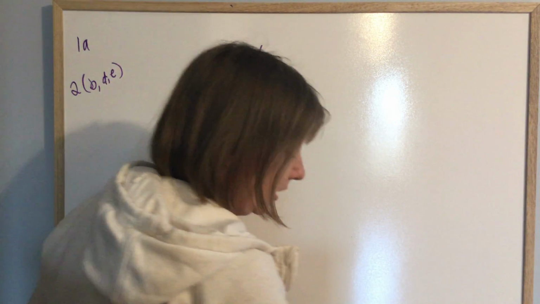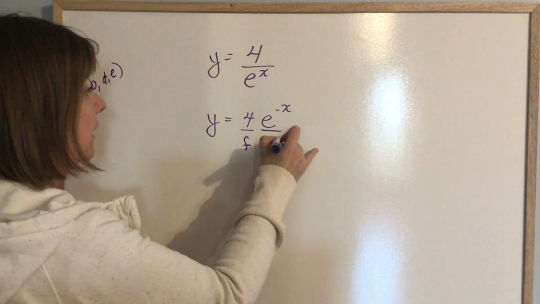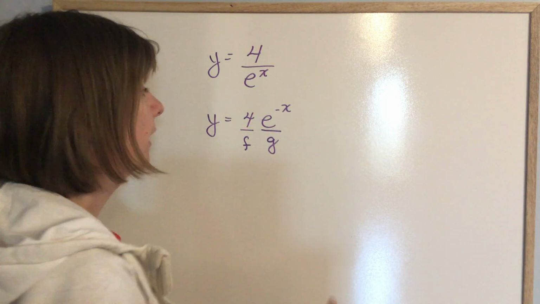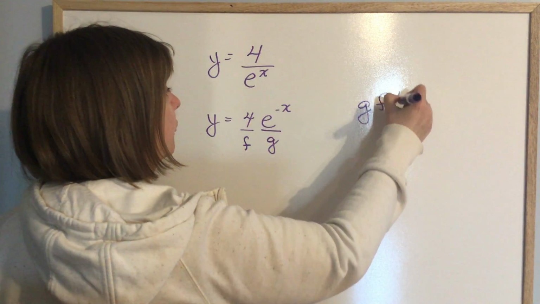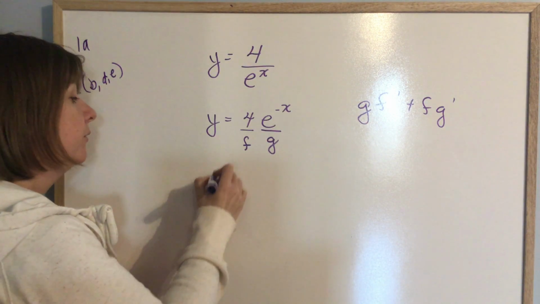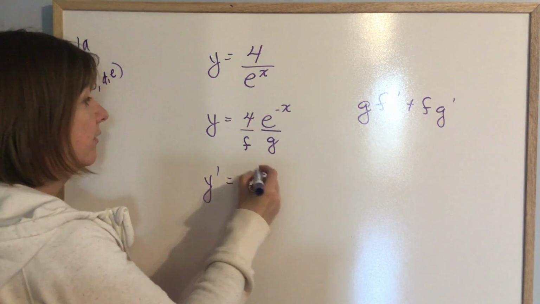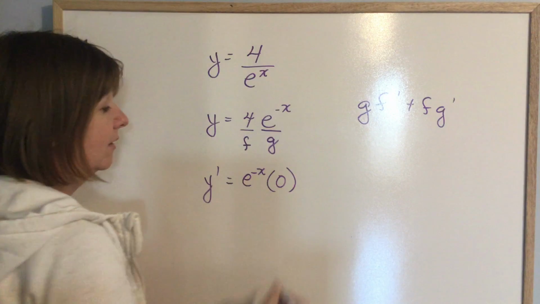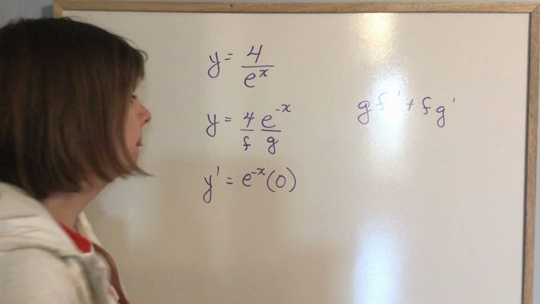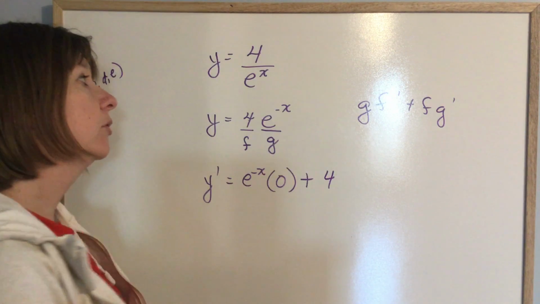Technically, the way you would do this is 4 is your f, e to the negative x is your g. So technically, you should do the product rule with that, which is g f prime plus f g prime. So if I do that, g is e to the negative x, but the derivative of 4 is 0. So when I multiply those two, that's just going to be gone anyway, plus f, which is 4. But now I have to do the derivative of g.